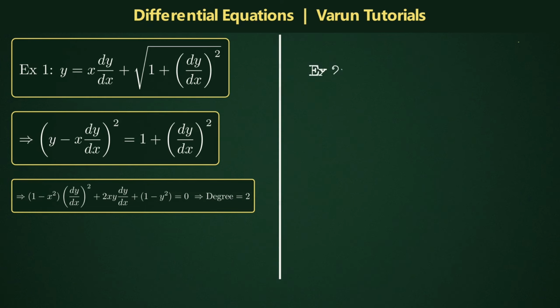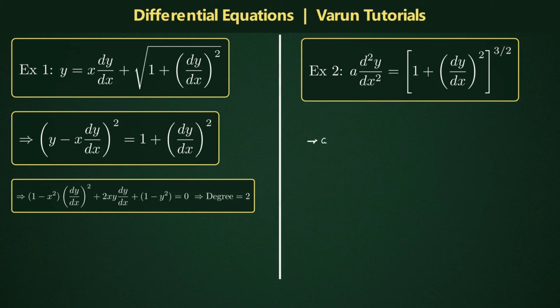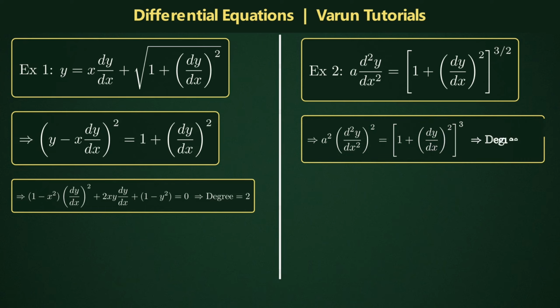In another example, a times d squared y by dx squared equals the quantity, 1 plus the square of dy by dx, raised to the power of 3/2. Squaring both sides to clear the fractional exponent, we get a squared times the square of the second derivative, d squared y by dx squared, equals the quantity, 1 plus the square of dy by dx, all cubed. The highest derivative is of order 2, and its power is 2. Hence, the degree is 2.